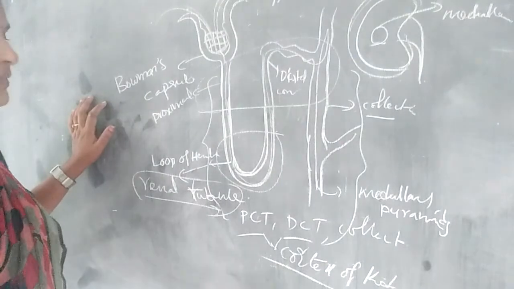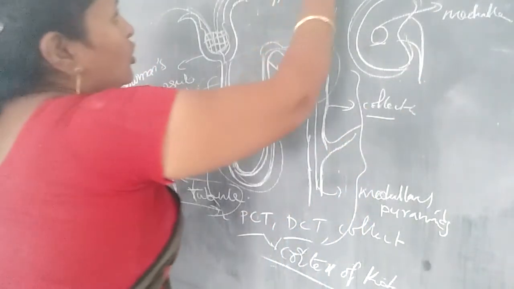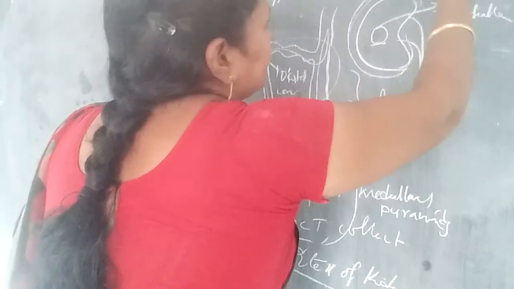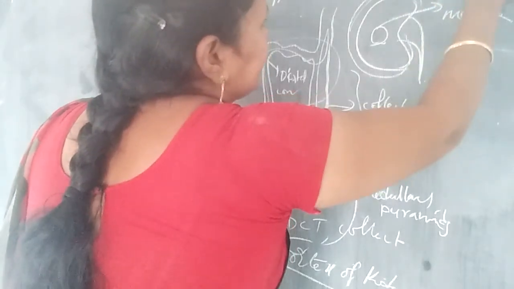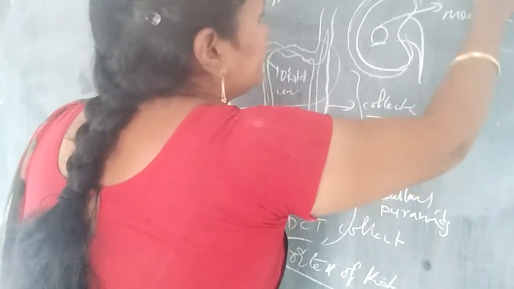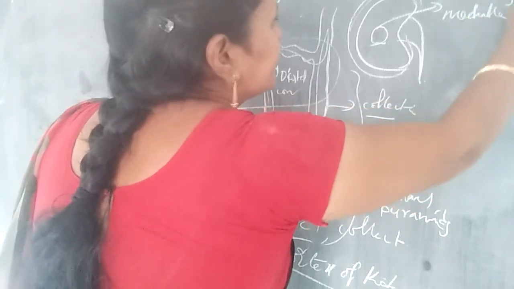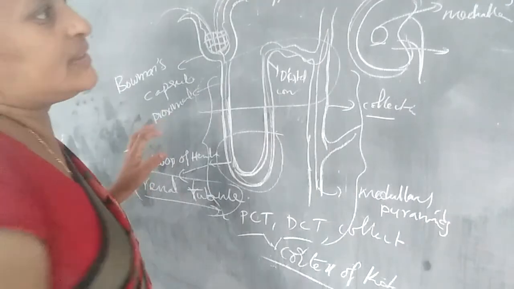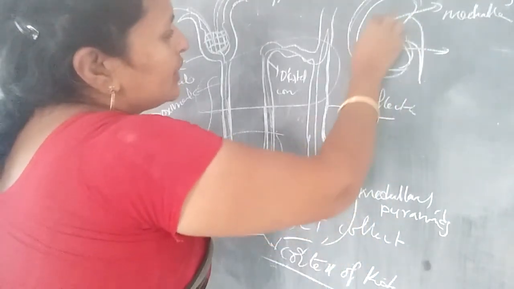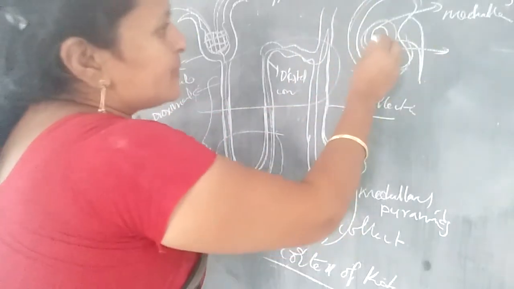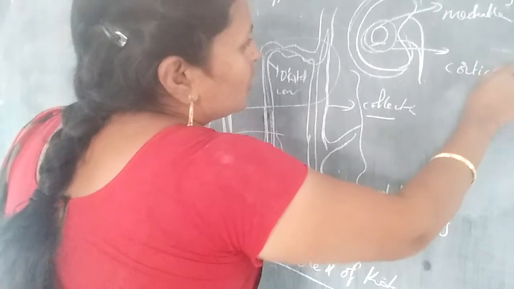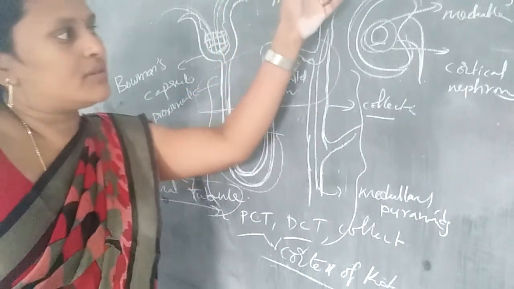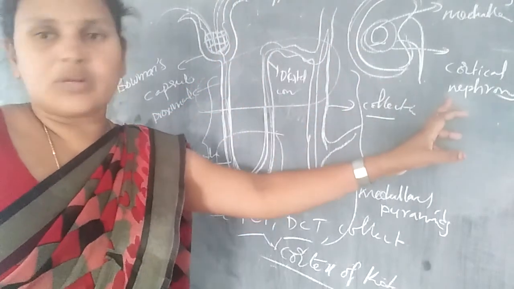Next, where the loop of Henle extends only a very little bit into the medulla, it is called a cortical nephron. Cortical nephrons: the loop of Henle is present only a very little bit in the medulla.